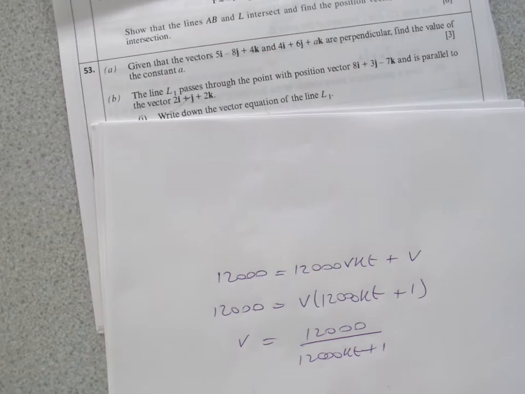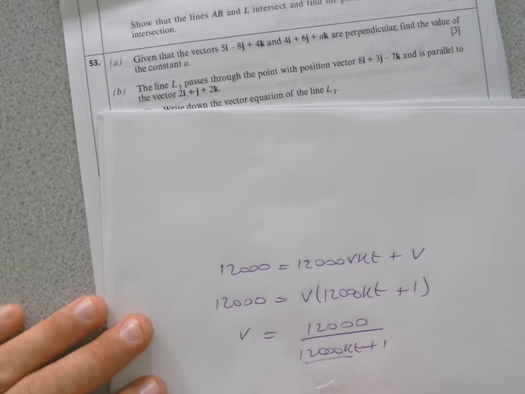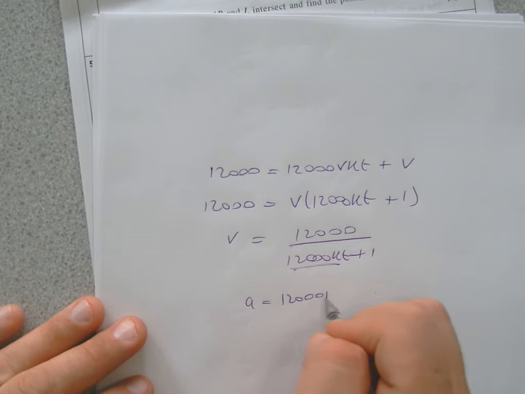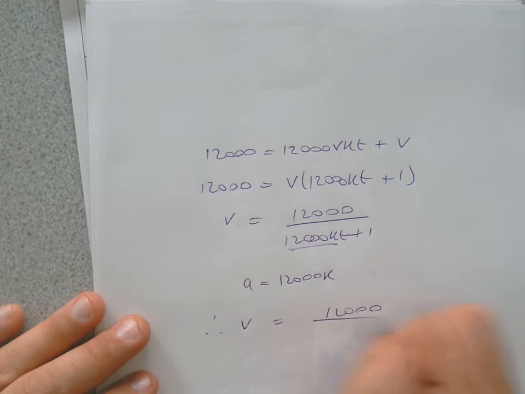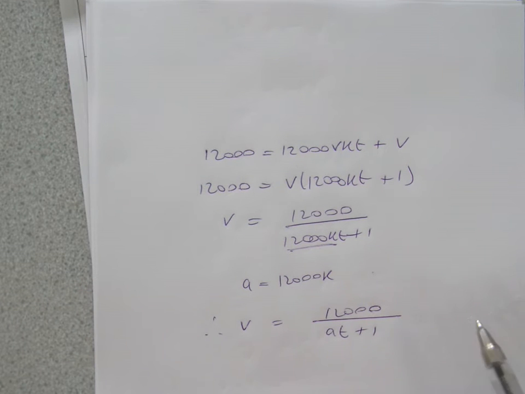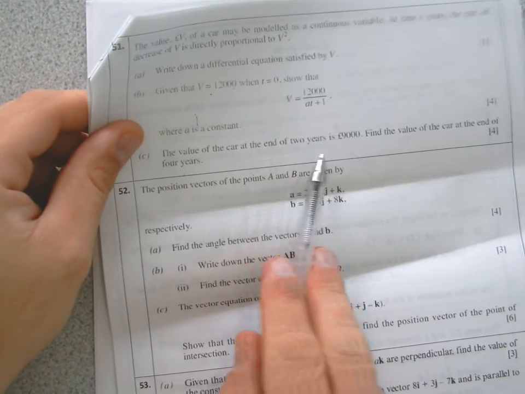Now, it's almost like what we want, but of course we've got to set this to be a, right? So set a to be 12,000k, so therefore V equals 12,000 over (at plus 1). You're allowed to do it because 12,000k is a constant. Then what's the question asking for? The value of the car at the end of 2 years is 9,000. Find the value of the car at 4 years.